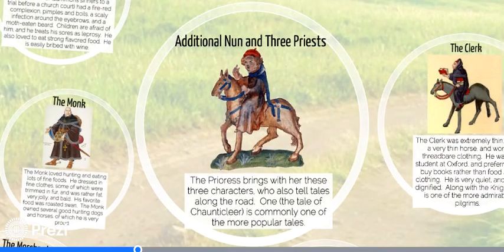All right. With the prioress, there are three other characters who are traveling with her in a group. It's like another nun and three priests. And there's one that is like a beast fable that's about Chanticleer.